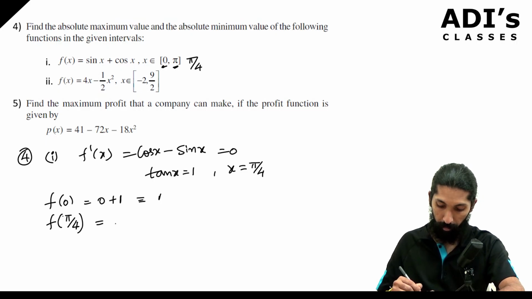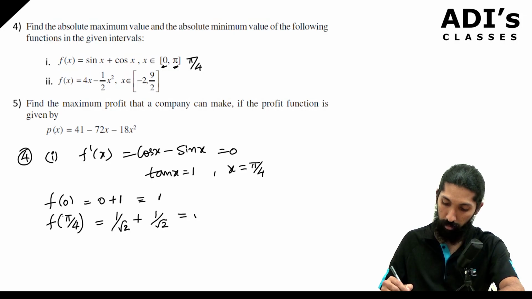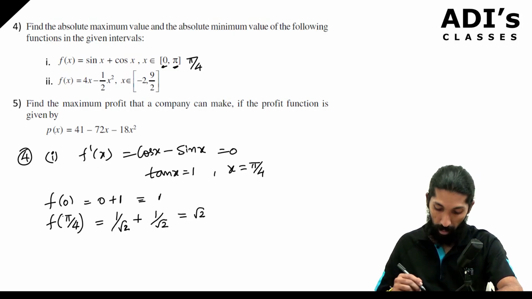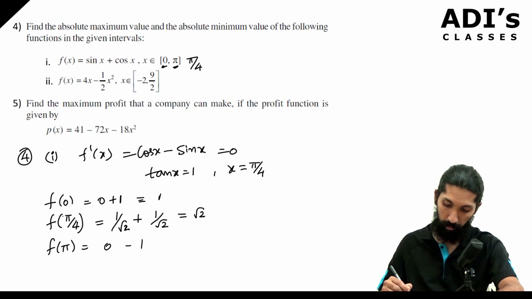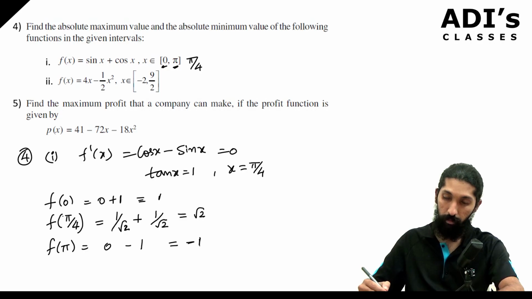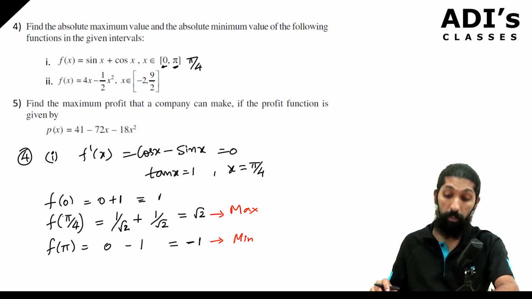So this is going to be 1 by root 2 plus 1 by root 2, which is 2 by root 2, which is just root 2. Correct. And f of pi. So this is going to become 0 minus 1, which is minus 1. So the absolute maximum is going to be root 2 and the absolute minimum value is minus 1.